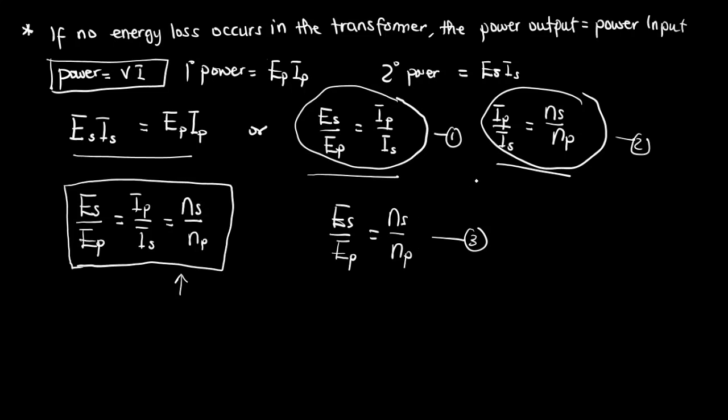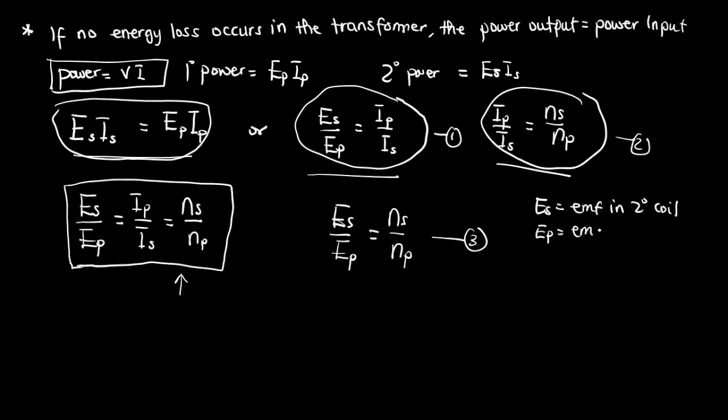Are you okay? So the first thing you need to know is that the current and the number of turns are inversely proportional, and then this one is also like this. Once you know that, you don't have any problem, right? Like I said, ES is the EMF in the secondary coil. EP obviously is the EMF in the primary coil. IP is the current in the primary coil.